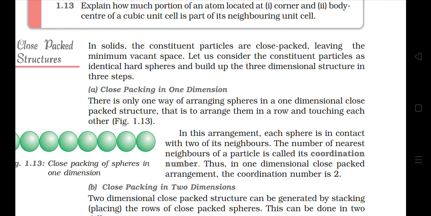A is the close packing in 1 dimension. There is only one way of arranging spheres in a 1-dimensional close packed structure, that is to arrange them in a row, touching each other. In this arrangement, each sphere is in contact with 2 of its neighbors. The number of nearest neighbors of a particle is called its coordination number. Thus, in 1-dimensional close packed arrangement, the coordination number is 2.